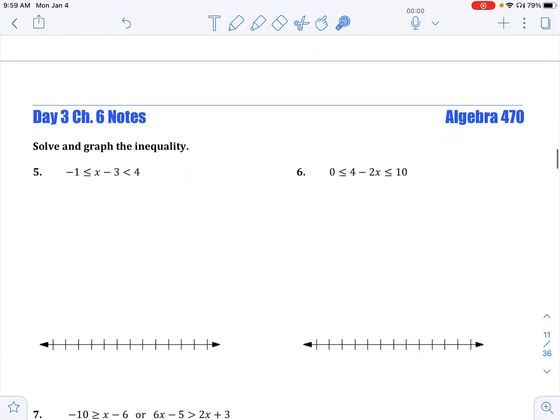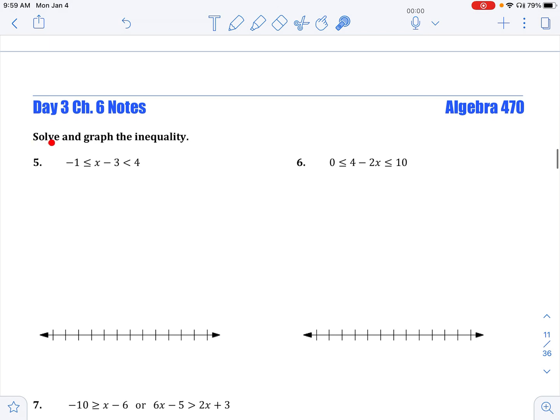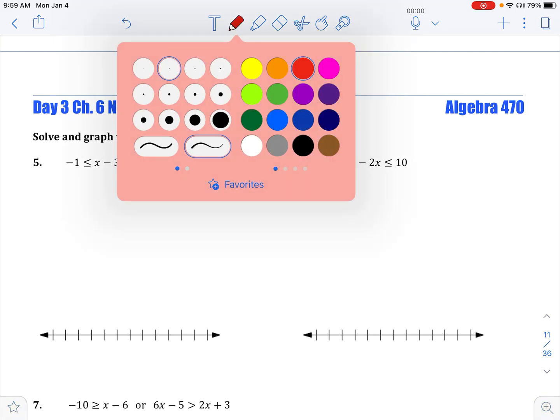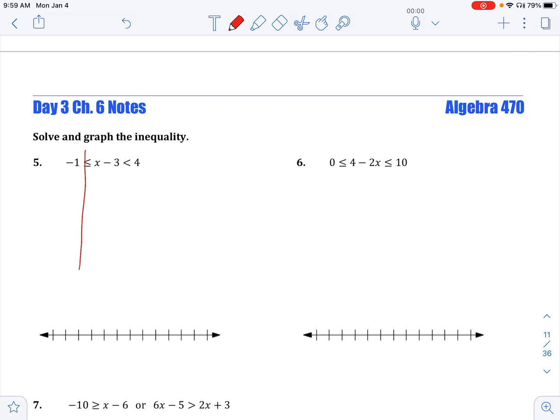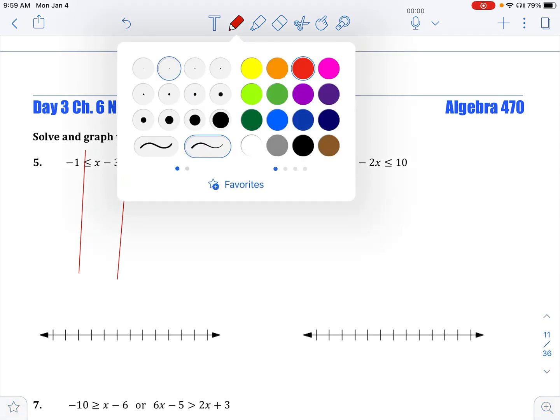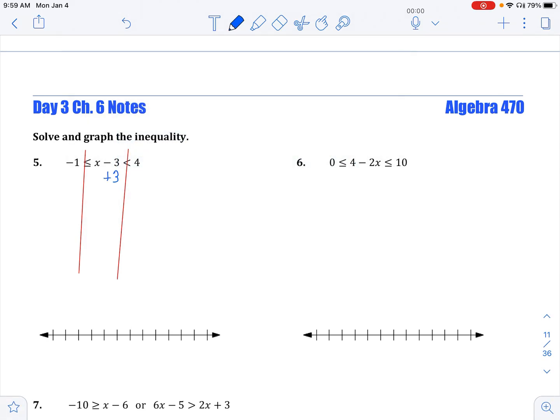When I go to problem number 5 here, directions are going to ask me to solve and graph the inequality. So what I need to recognize here is now not only do we have one inequality, we have what is called a compound inequality. And in this compound inequality, we need to solve for x, where x is located in the middle. What I want to do though here is remind you guys that we keep this idea of balancing an equation, or in this case, balancing an inequality. Those rules continue to apply.